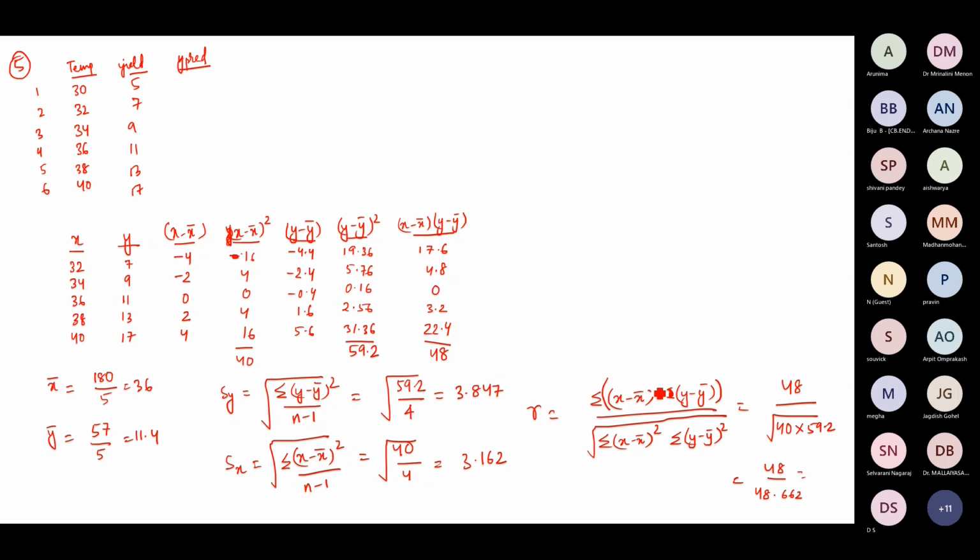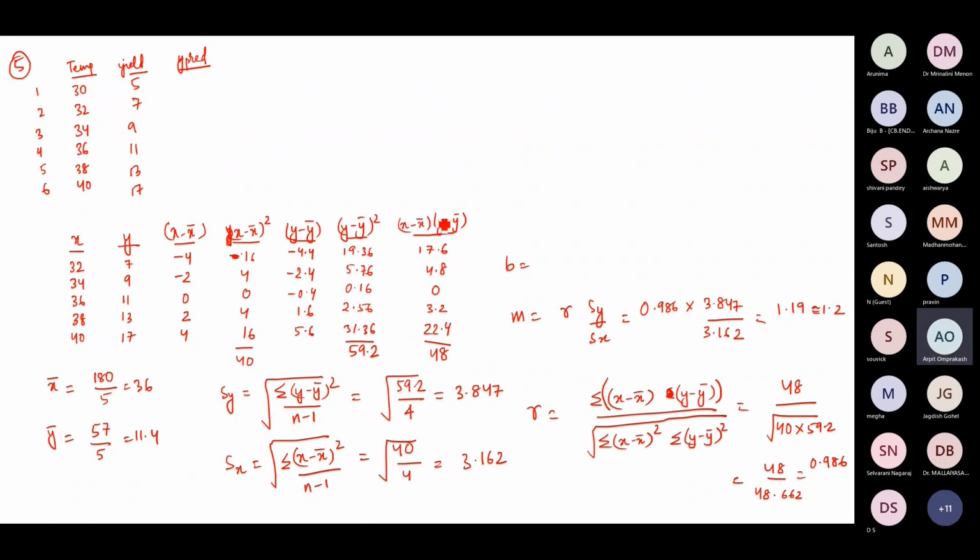The slope here will be r into Sy by Sx, which is 0.986 into 3.962 divided by 3.162. This is equal to 1.19, or 1.2.